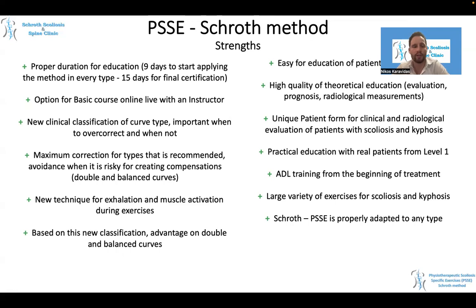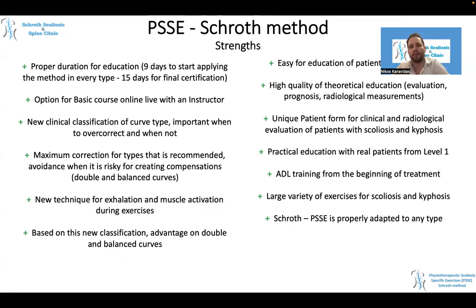And of course, we need to avoid any compensation when this is risky. For example, in double and balanced curves, which, as explained in the previous slide, could be a limitation for some other Schroth approaches. We have a new technique for exhalation and muscle activation during the exercises. And as I said, based on this new classification, there is an advantage when you work with double and balanced curves. We have easy education for patients and therapists, which is, I think, really important, because you need to make it clear for all of them, both patients and therapists, during the courses.